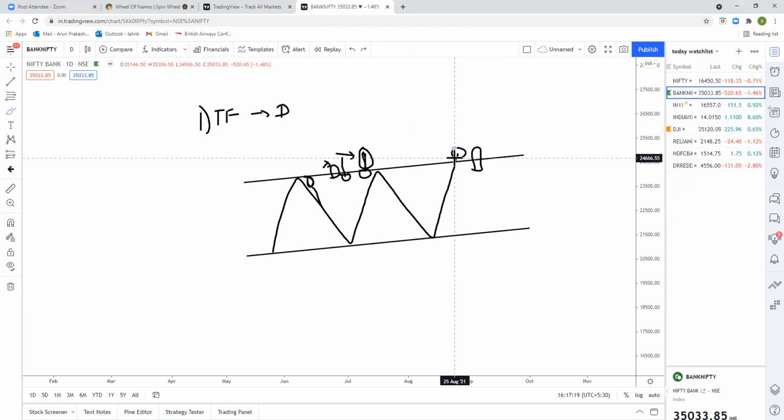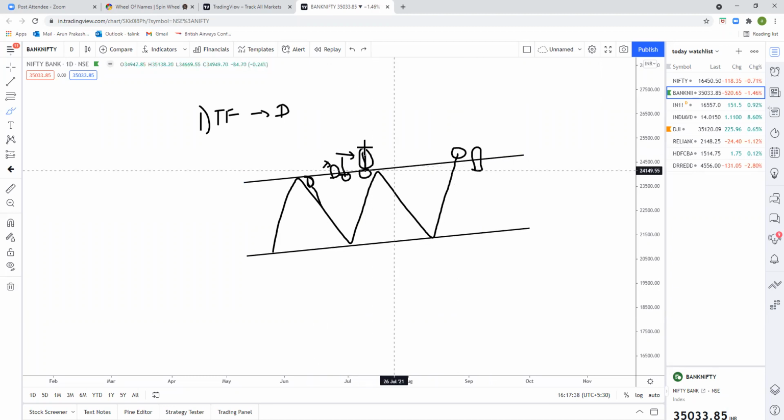In our community, we just use 4 time frames: 5 minutes, 15 minutes, 1 hour, and daily. And apart from that, weekly or monthly, very rarely. The major time frames used by us are 5 minute, 15 minute, 1 hour, and daily. So below daily, we have the 1 hour time frame. Now I am going to look at 1 hour candles.